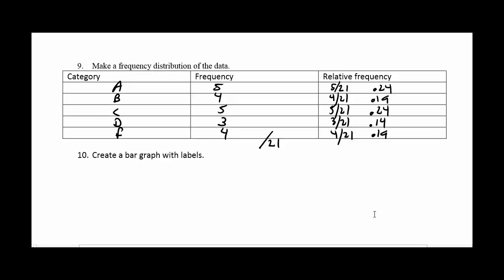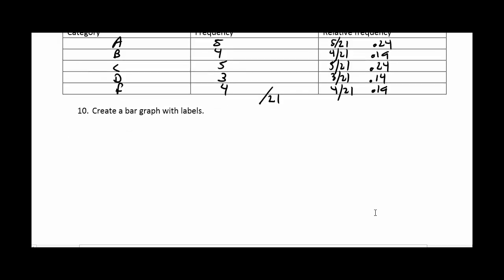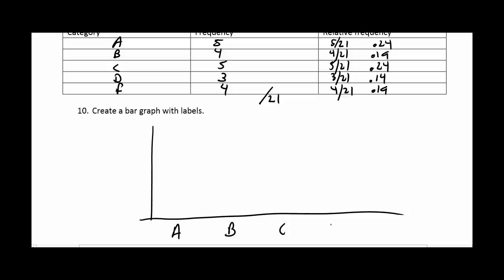All right, and number 10 is to create a bar graph with labels. So we're going to label A, B, C, D, and F. And it looks like the highest we ever get up to is 5. So 1, 2, 3, 4, 5. And then I'm just going to make a bar that represents each individual height. Now this is a bar graph, not a histogram, so the bars are not connected.